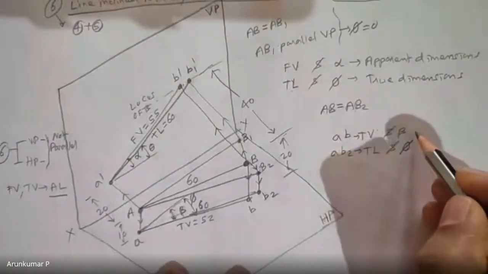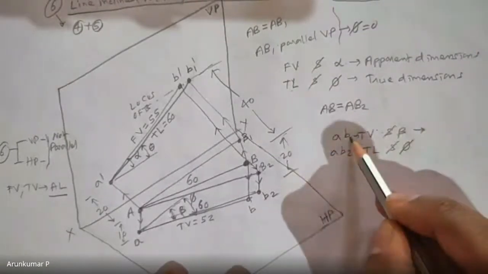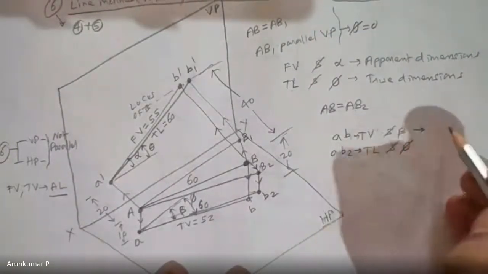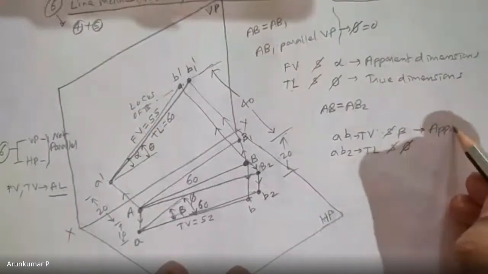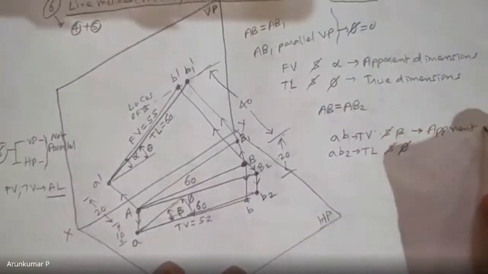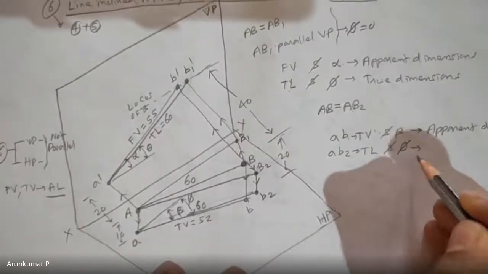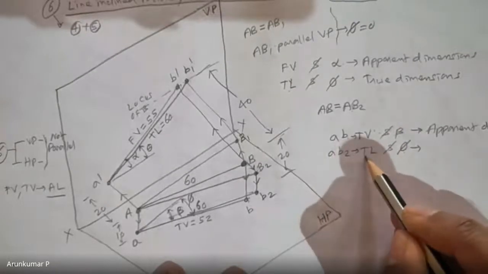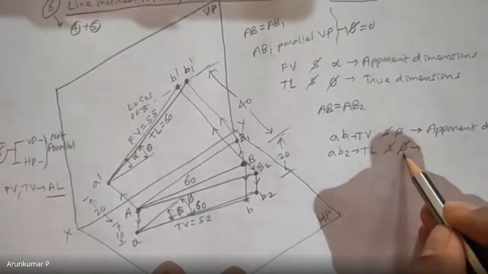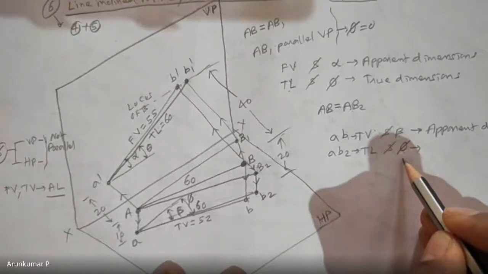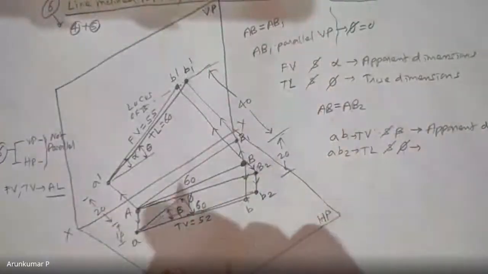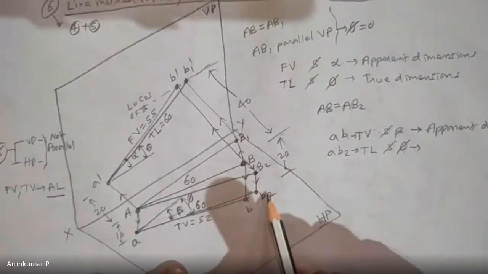Now here it brings us to the same conclusion. Small ab and beta, these are apparent dimensions, whereas AB2, true length, and beta and phi.